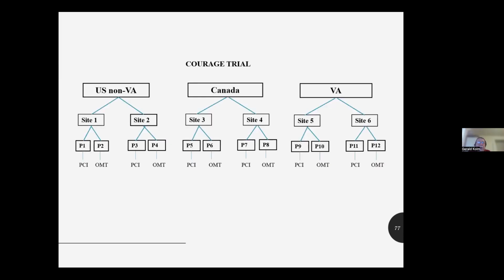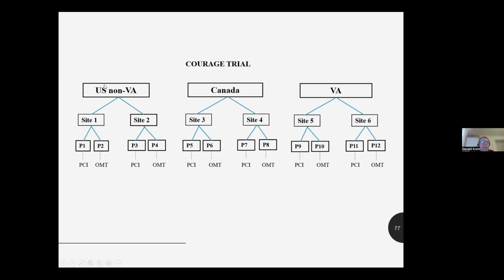So this, for the Curry's trial, illustrates the hierarchical nature of our data, where we have 3 different healthcare systems: the U.S. non-VA, Canadian healthcare systems, and then VA care systems in the US. And then within each healthcare system, we have different sites. Obviously more than 2 sites here for each one, and then within each site, we have individual patients that are randomized to either PCI or optimal medical therapy.